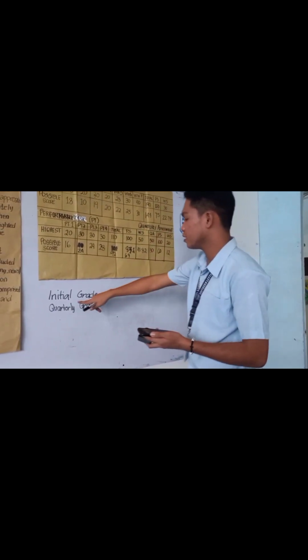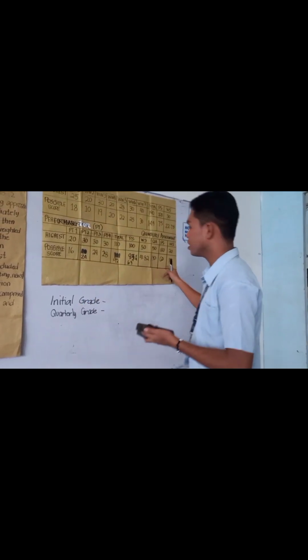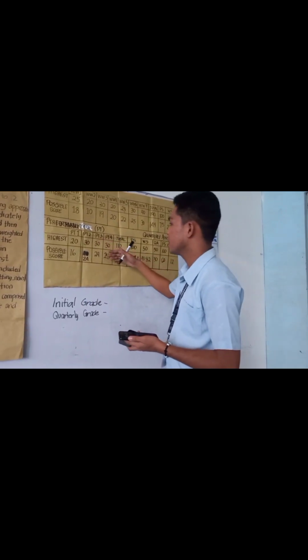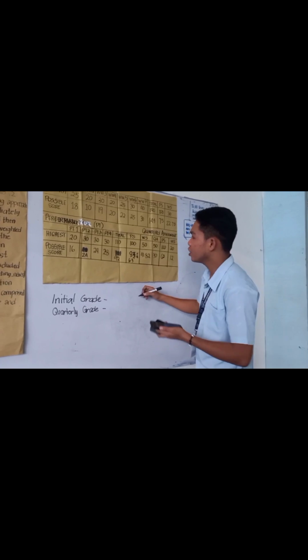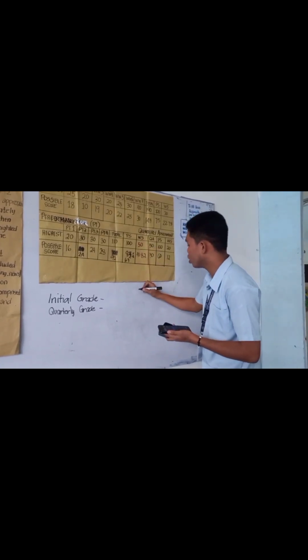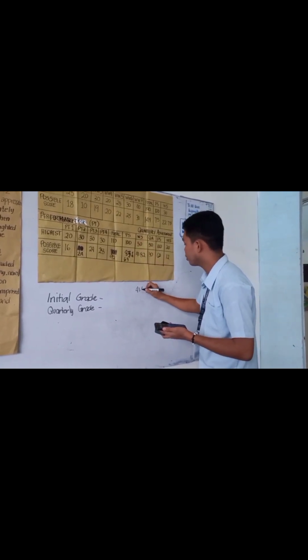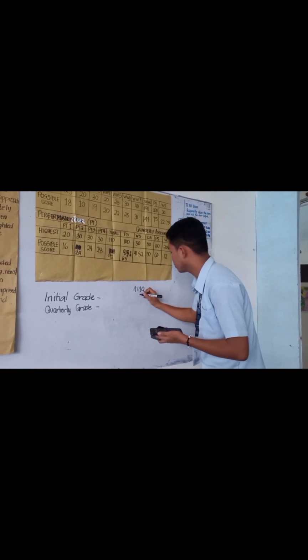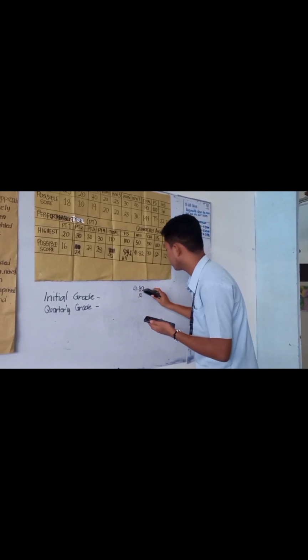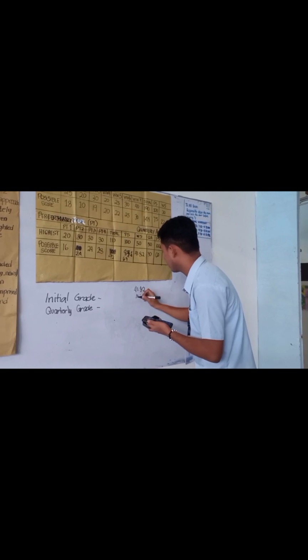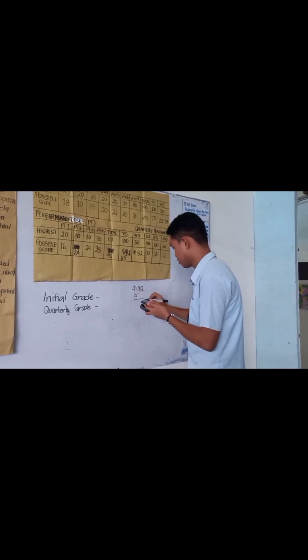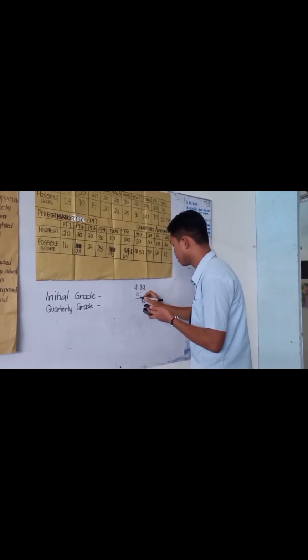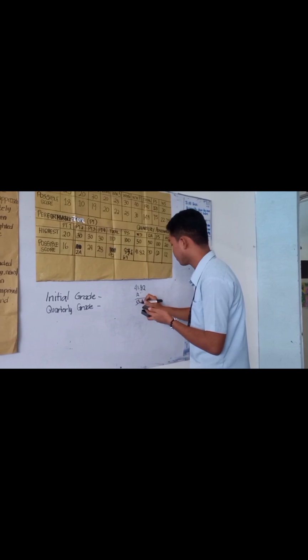So let's get the initial grade of the performance task. Let's add all the weighted scores: 41.82 plus 12, plus 12, and the total is 2, 8, 3, 5.